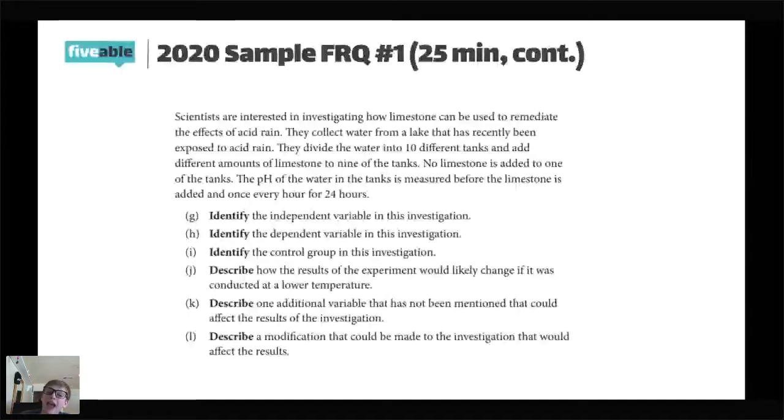So let's move on to part K. Part K says, describe one additional variable that has not been mentioned that could affect the results of this investigation. So if any of you are in AP Stats or have taken AP Stats, does anybody know what the confounding variable in this investigation could be? Confounding just means something that could affect the results that isn't being measured.